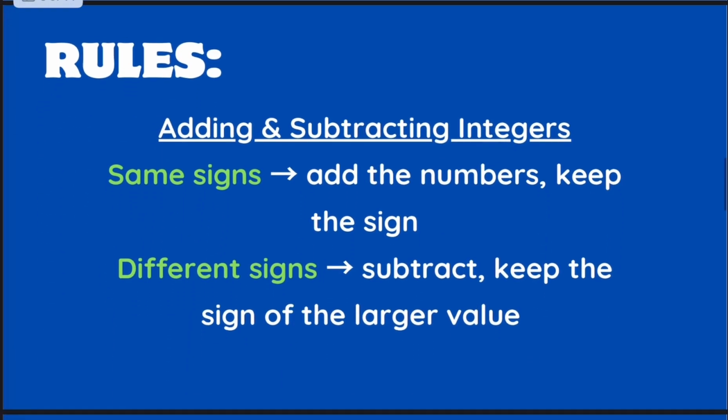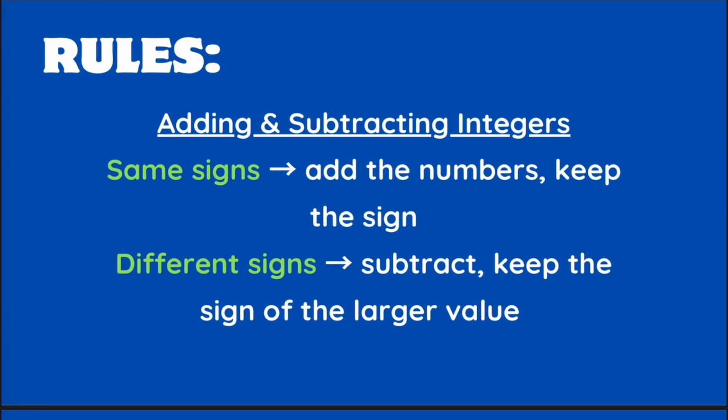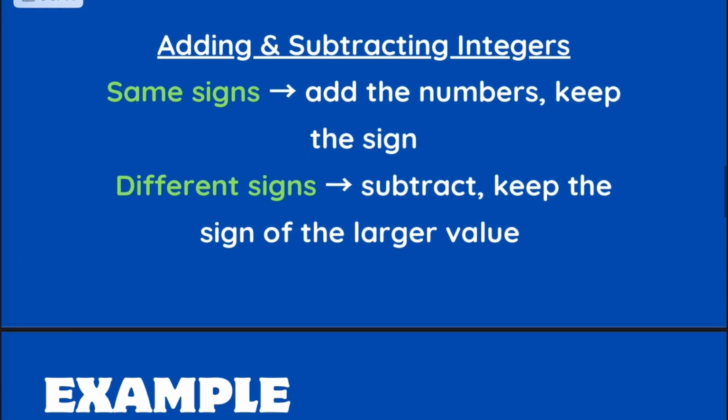So, at this moment, take out a sheet of paper and pause the video to write down these rules. So, when it comes to adding and subtracting integers, if they have the same sign, we add the numbers, but we keep the sign. Now, if they have different signs, like for example, if one is negative and we're adding it to a positive, you just subtract the numbers, but you keep the sign of the larger value. And if that's a little confusing, don't worry, we're going to do some examples together now.